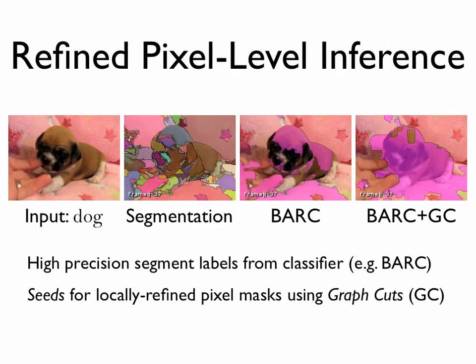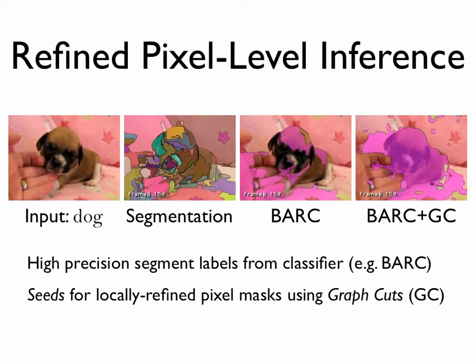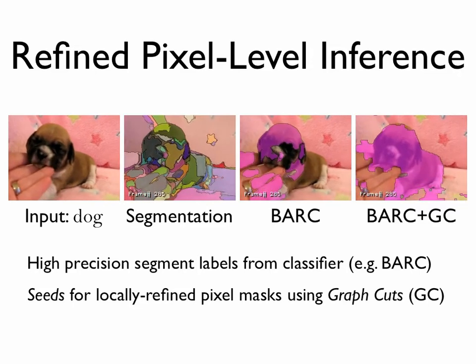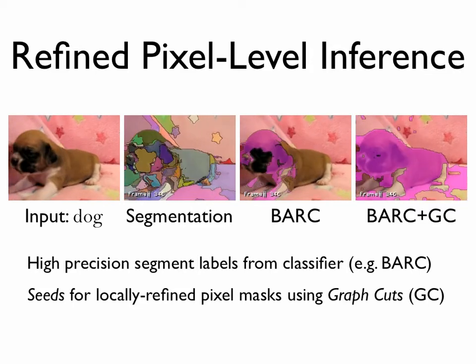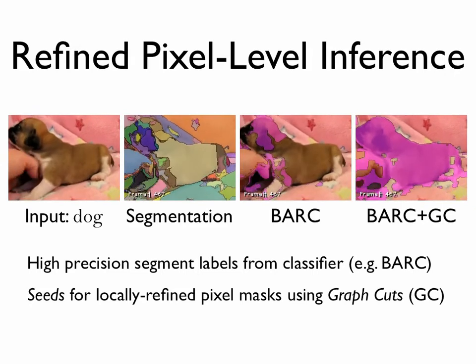The next stage takes the segment-level classifications as seeds and refines a pixel-level mask for the object using graph cuts, as detailed in the paper. Decoupling the segment-level inference from the mask refinement allows us to easily scale up to very large videos.